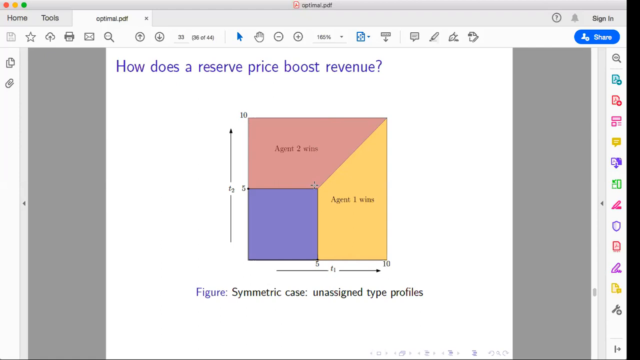Okay. I have a question. In this setting, we will always get a reservation price. The auction recommends a reserve price of 5 in this case.